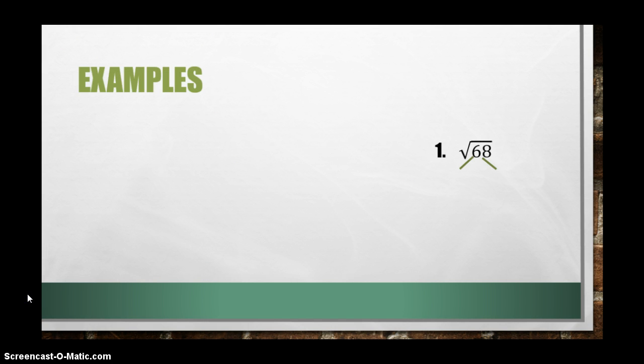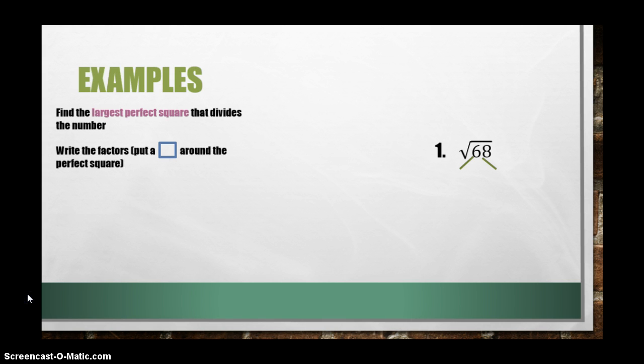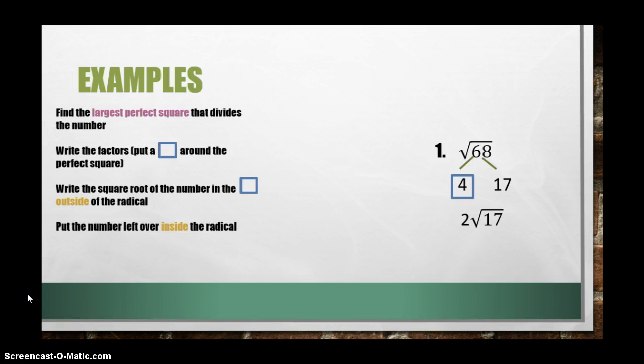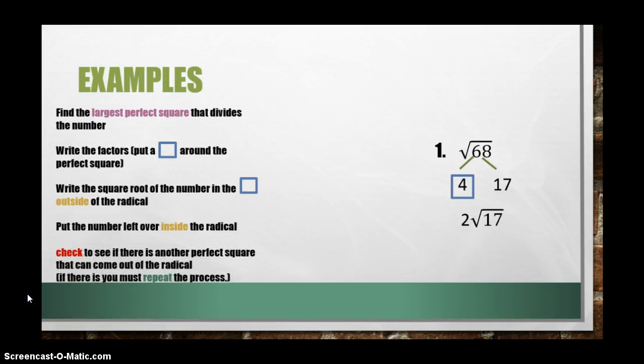Now, back to our square root of 68. You find the largest perfect square that divides this number. That would be 4. So the factors are 4 and 17. You put a square around the perfect square. You take the square root of that number that's in the square, so the square root of 4 is 2. You write it on the outside of the radical and take the number left over, 17, and put it inside the radical. Now finally, we check to see, is there another perfect square that can come out of the radical? Well, there's no other perfect square that'll divide 17, so this one's complete.